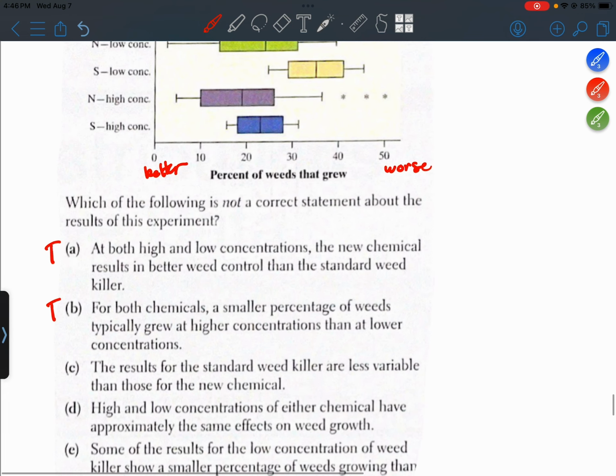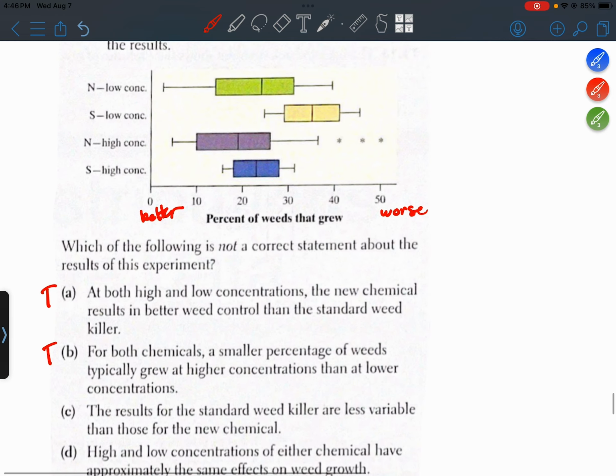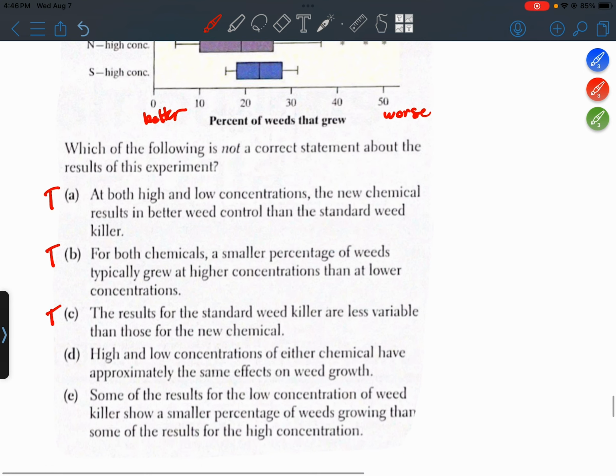Okay, statement C. The results for the standard weed killer are less variable than those for the new chemical. The standard weed killer has less variability there compared to the new one, and the standard has less variability there compared to the new one. So yes, statement C is another true statement.